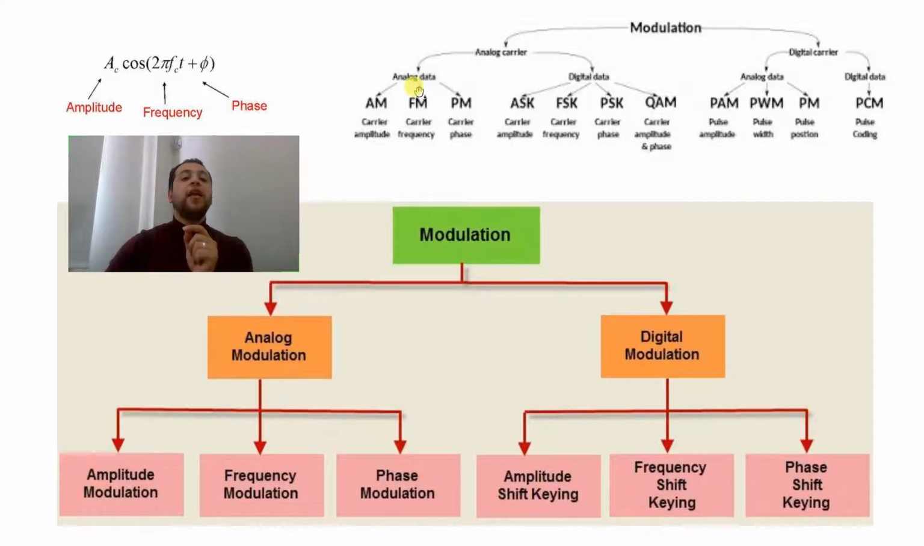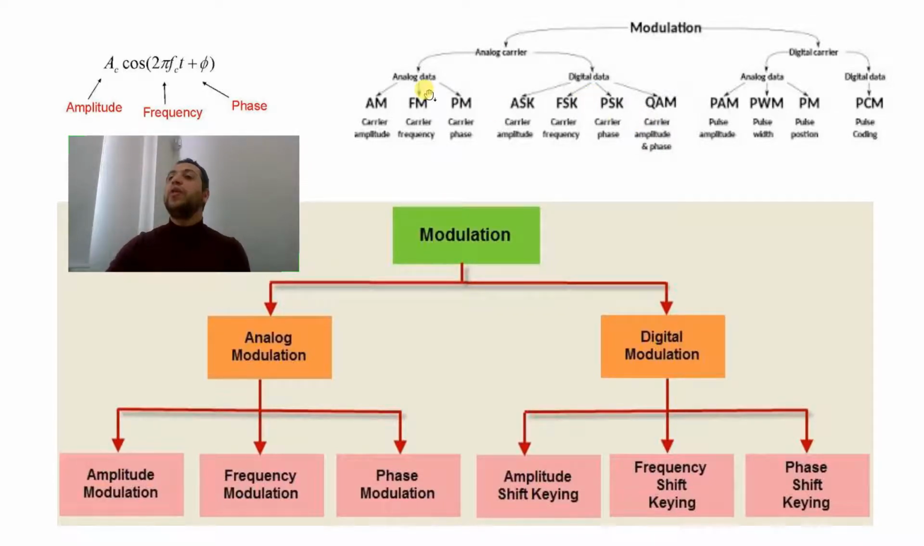We have analog carrier and digital carrier. If we use analog carrier and analog data, we can have amplitude modulation, frequency modulation, phase modulation. Those are all analog modulation. If we have analog carrier and digital data, then we will have amplitude shift keying, frequency shift keying, phase shift keying, and QAM, and many others as well.